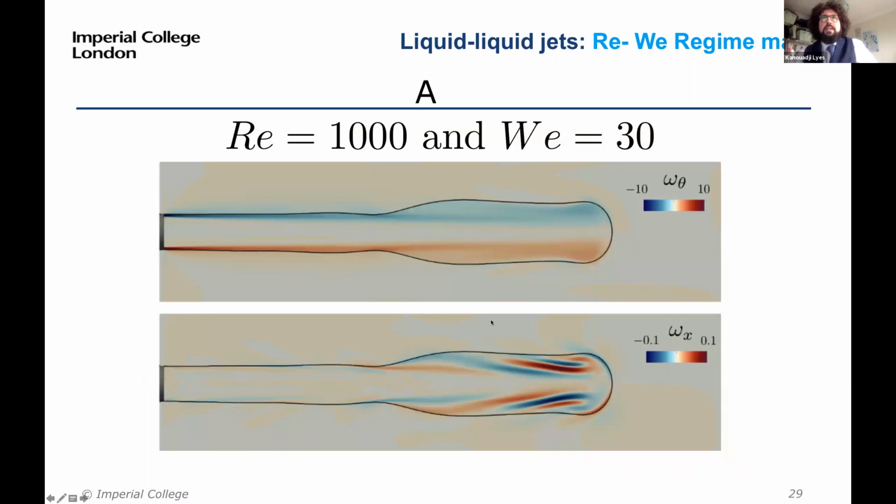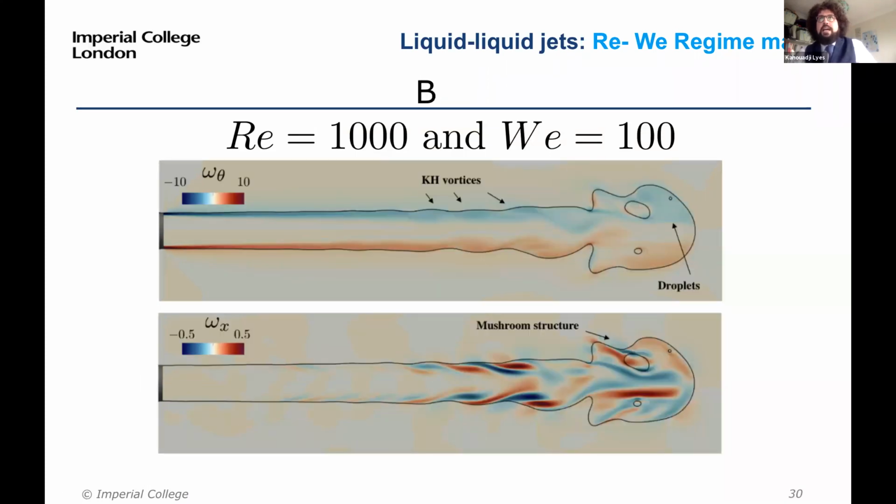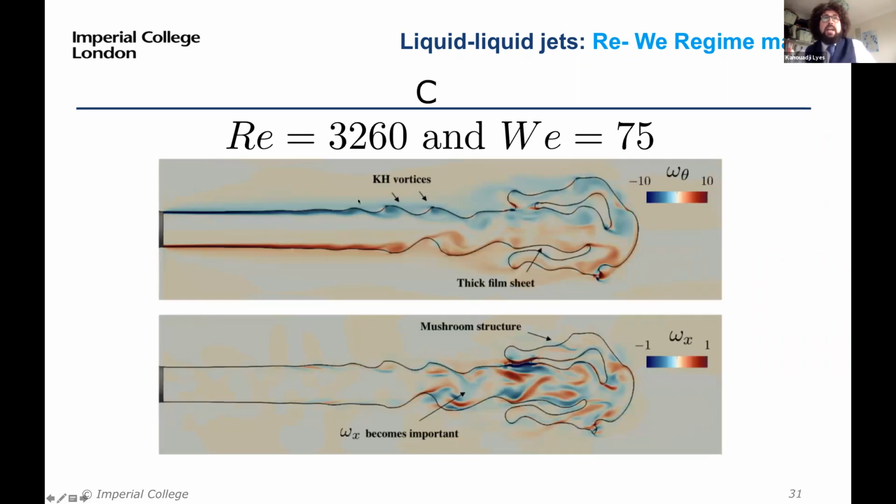Another regime is this type, Reynolds 1000, Weber 100. It's still clean, but you have a type of droplets inside, and a mushroom-like structure. We increase the complexity, with a higher Reynolds and a bit smaller Weber, and you have this type of flow. It will be like overlapping mushrooms, and then you will have a coalescence.